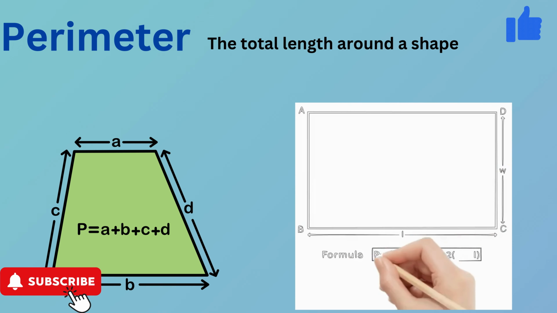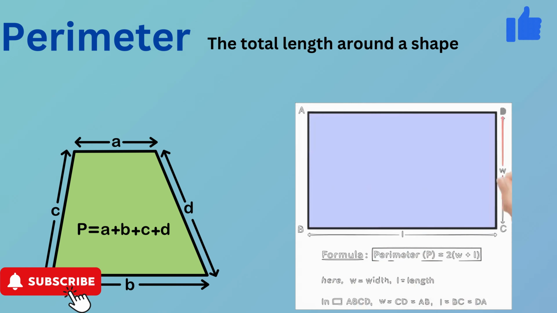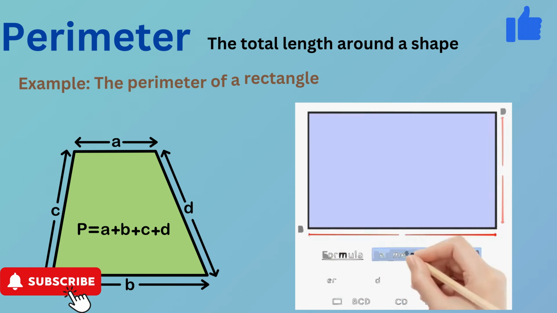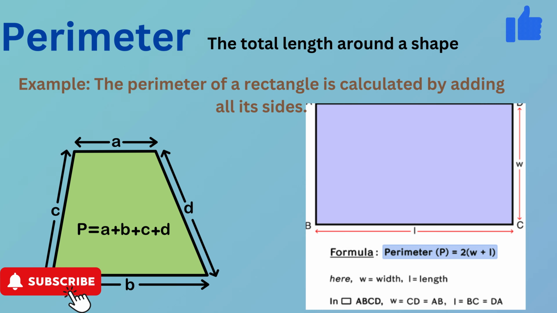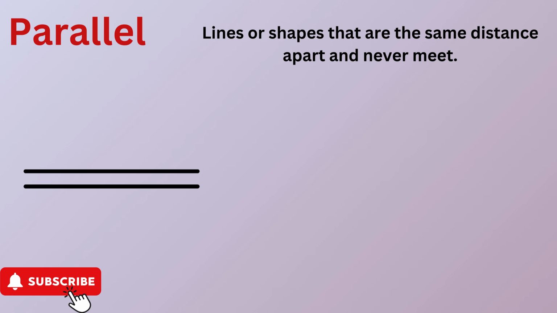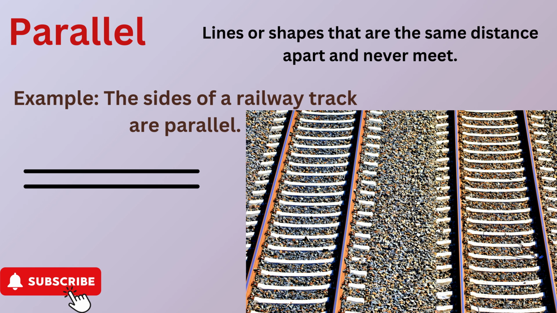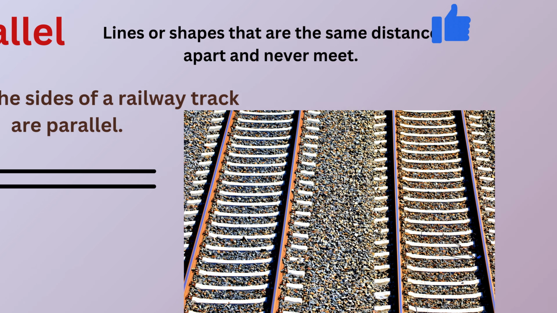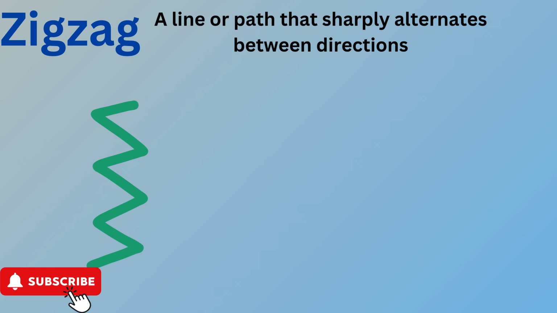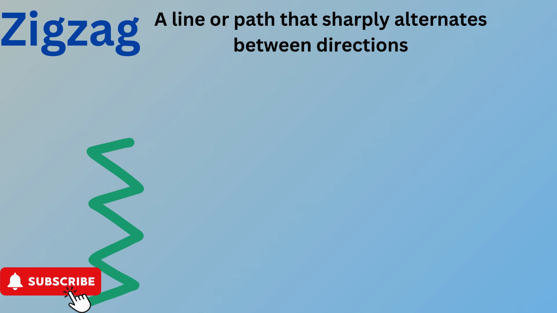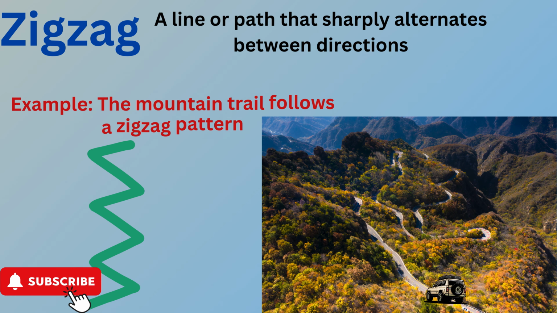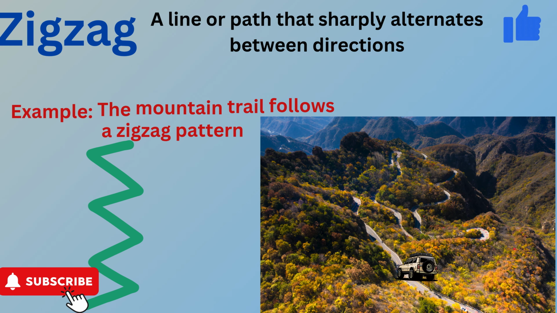7. Perimeter, the total length around a shape. Example, the perimeter of a rectangle is calculated by adding all its sides. 8. Parallel, lines or shapes that are the same distance apart and never meet. Example, the sides of a railway track are parallel. 9. Zigzag, a line or path that sharply alternates between directions. Example, the mountain trail follows a zigzag pattern.